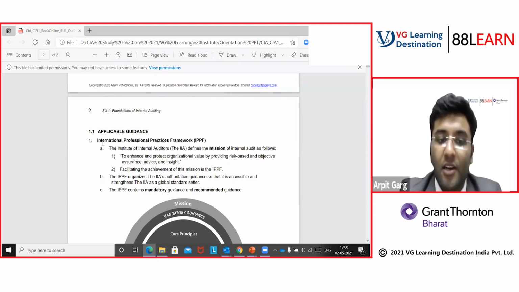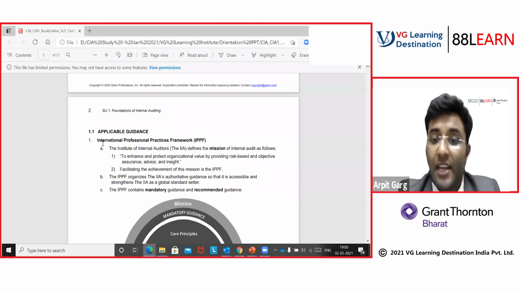So let us understand. The IIA defines the mission of internal audit as follows: to enhance and protect organization value by providing risk-based and objective assurance, advice, and insight. What do we understand? This is something that we do when we do an internal audit assignment, right? We try to enhance and protect the organization value by providing a risk-based and objective assurance, advice and insight. So we look into the process, we understand the process, we try to enhance and protect the organization value.